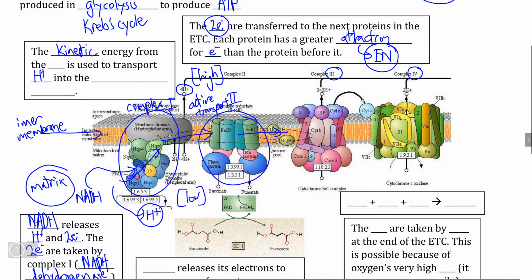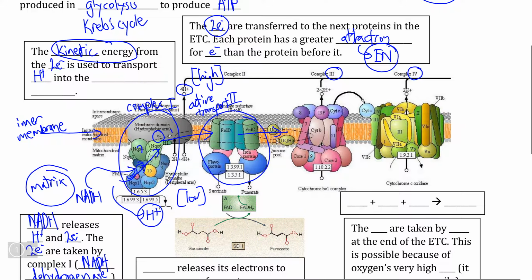Instead, the kinetic energy of the movement of the electrons released by NADH is what supplies the energy. In other words, each of these electron carrier proteins, as the electrons are transferred from protein to protein, these proteins are creating an electrical current that is literally used to power each of these transport proteins.